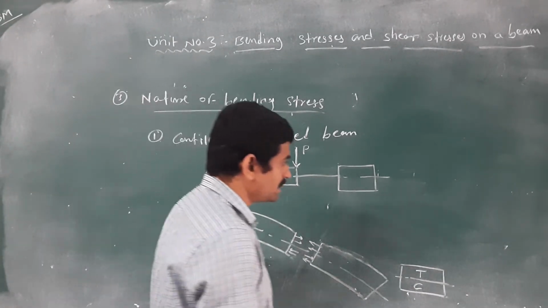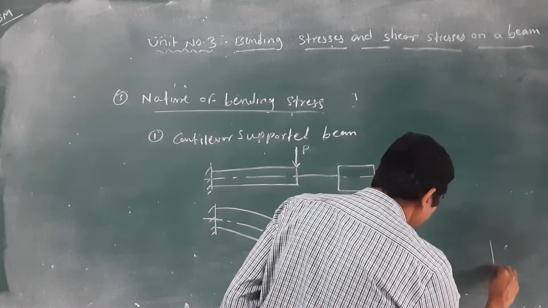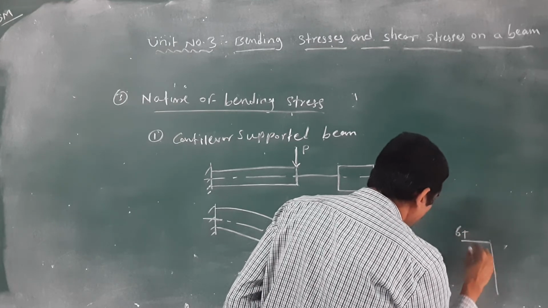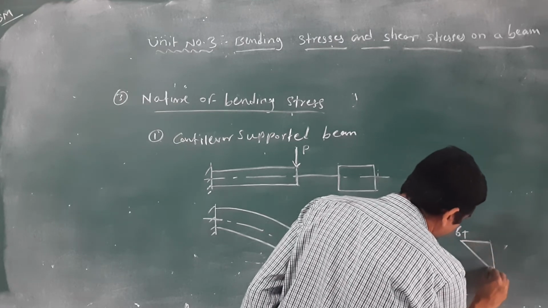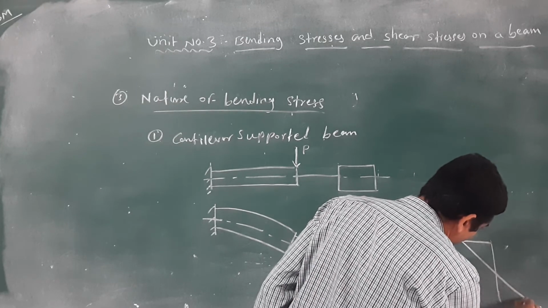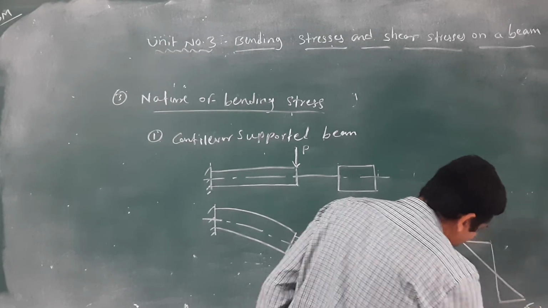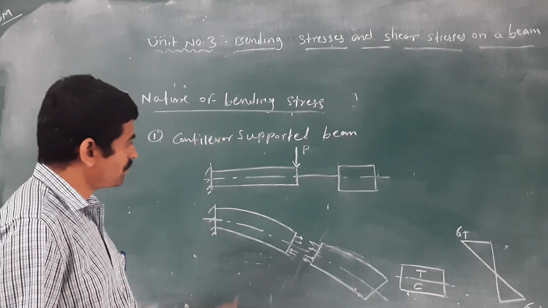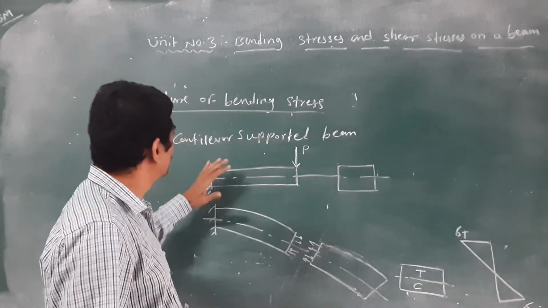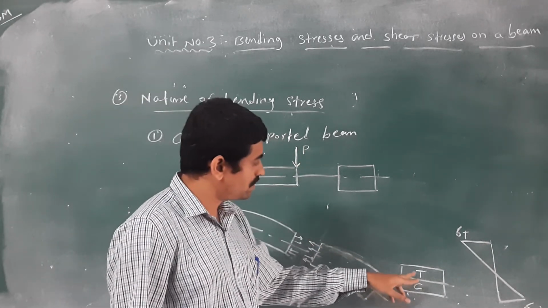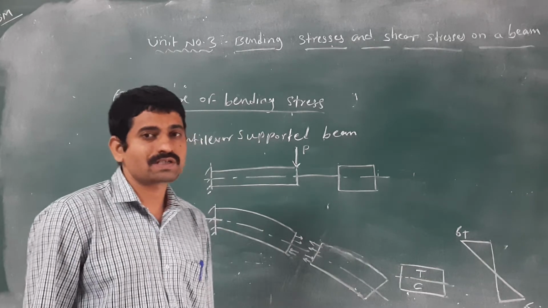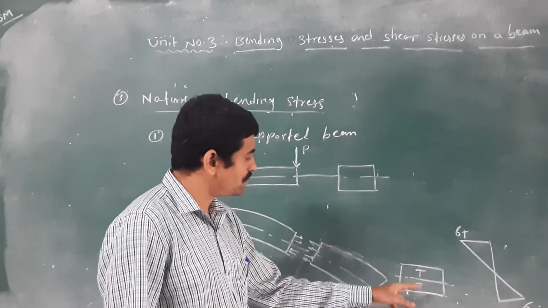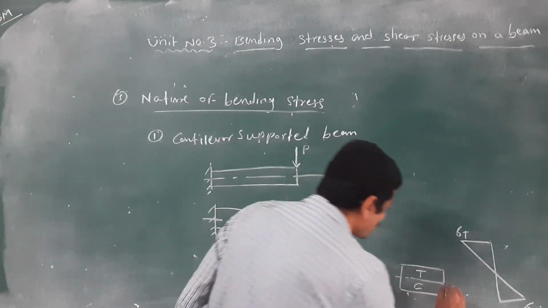Okay. Then check how to draw the bending stress distribution diagram. Here you will get the tension, sigma T, from maximum to minimum. At the bottom, sigma C is there. This is the bending stress distribution diagram. It is vice versa: in the simply supported beam we get compression above the neutral axis, but in the cantilever beam we get tension, and below the neutral axis we get compression.